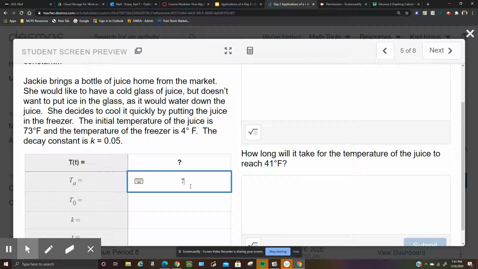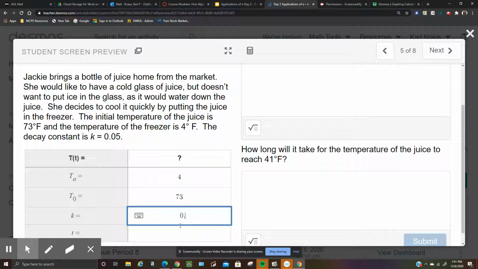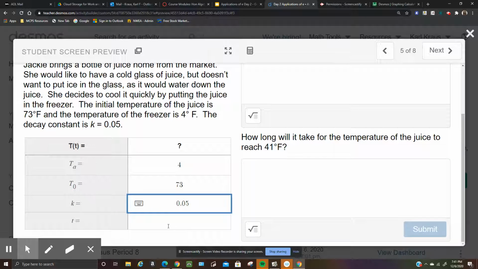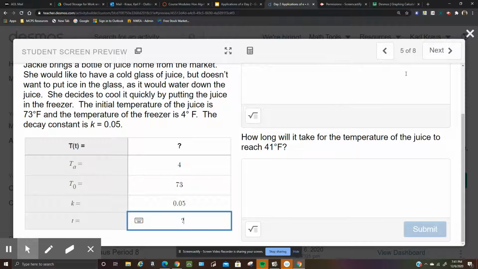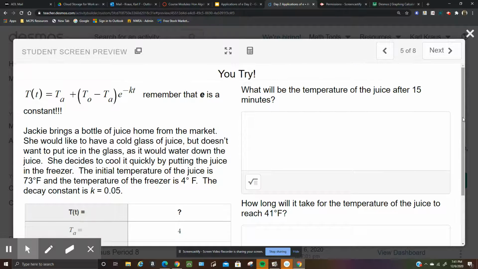So I don't know what the final temperature is. The initial temperature is 73. Oh, the ambient temperature is 4. Initial temperature 73. K is 0.05. The t we don't know. So what's the temperature of the juice after 15 minutes? So T of 15.